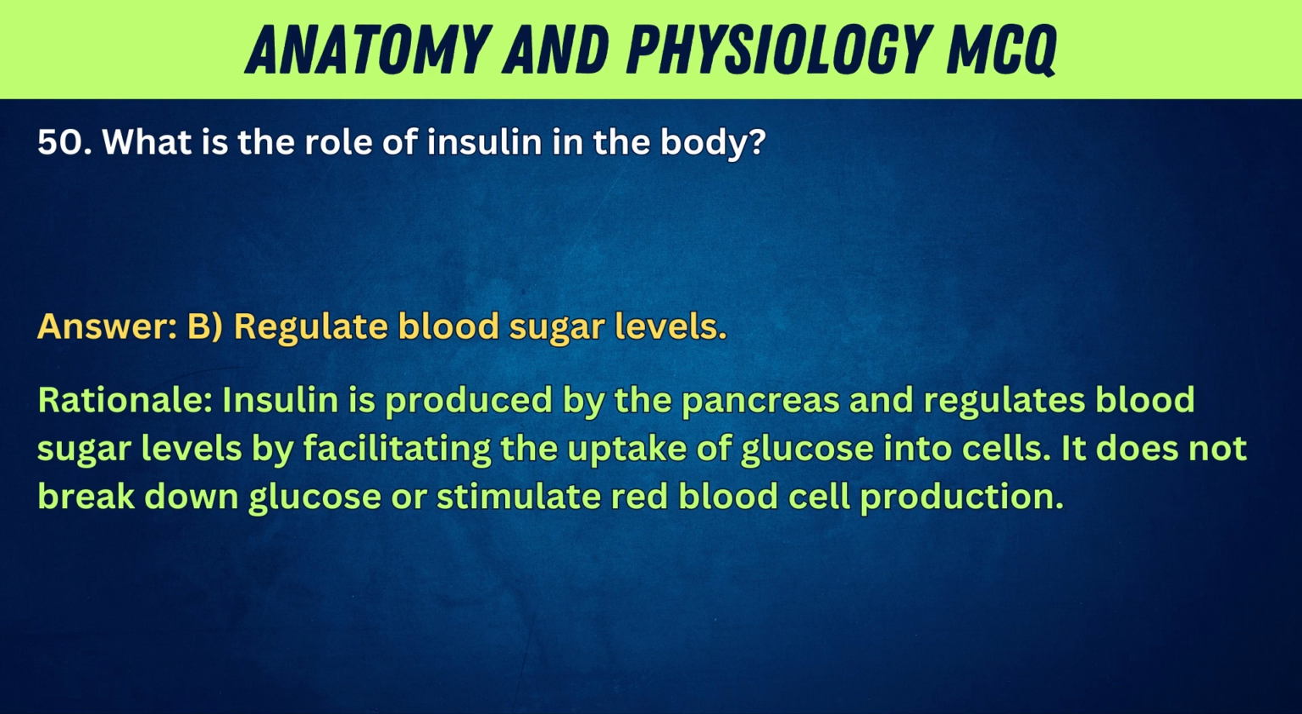Rationale: insulin is produced by the pancreas and regulates blood sugar levels by facilitating the uptake of glucose into cells. It does not break down glucose or stimulate red blood cell production.